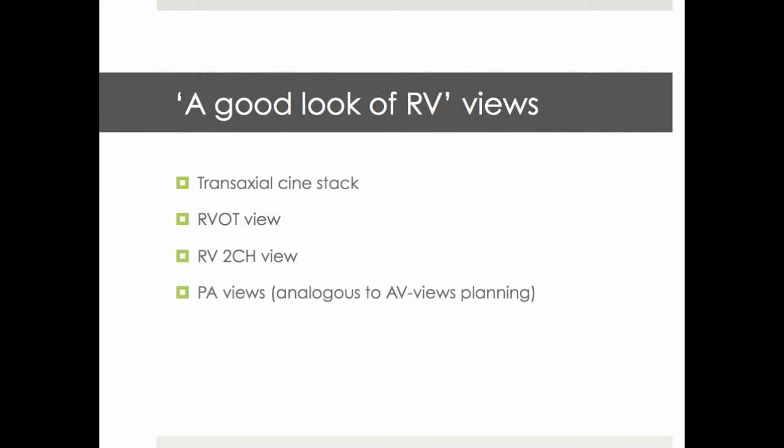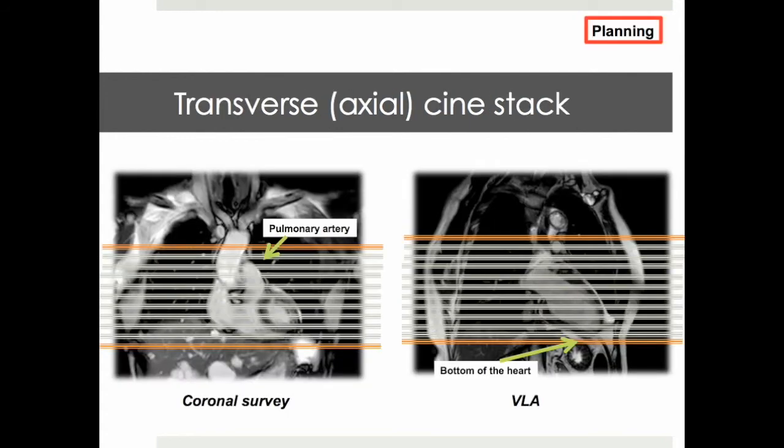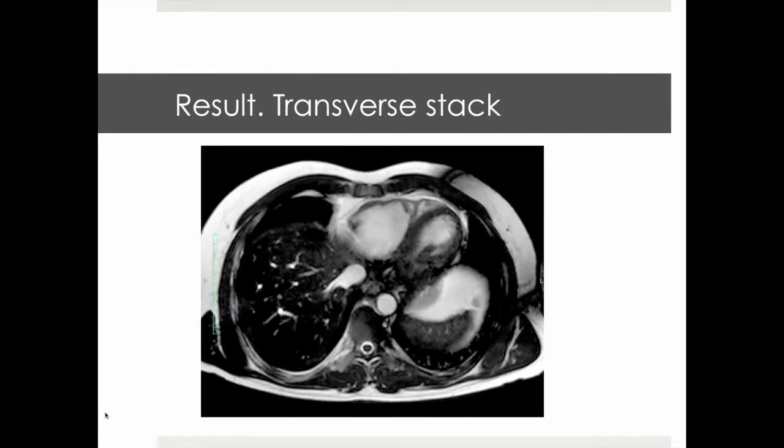In clinical routine, a good look of right ventricle usually means transaxial cine stack and RVOT view, bearing in mind that if any abnormalities are detected, additional views such as RV two-chamber view as well as pulmonary artery views are always possible. When planning transverse or axial cine stack, it is important to include important structures such as pulmonary artery as well as the very bottom of the heart.